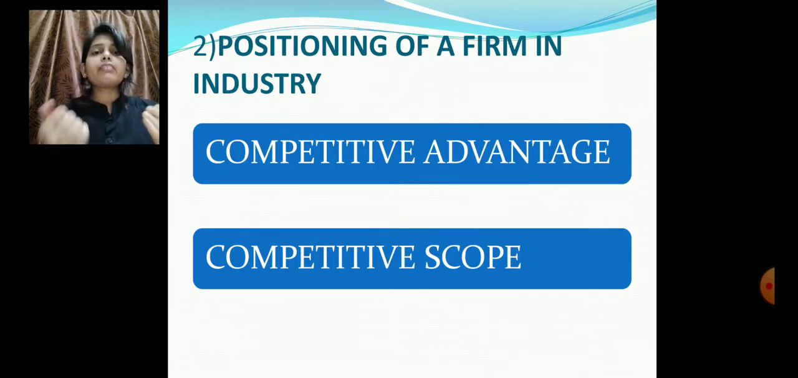Whatever competitive advantage we have within our organization, we need to work on it and we need to excel. As far as competitive scope is concerned, whatever range of products you are dealing in, whatever geographical areas you are covering, whatever location you are covering, everything is going to come under the competitive scope, right?